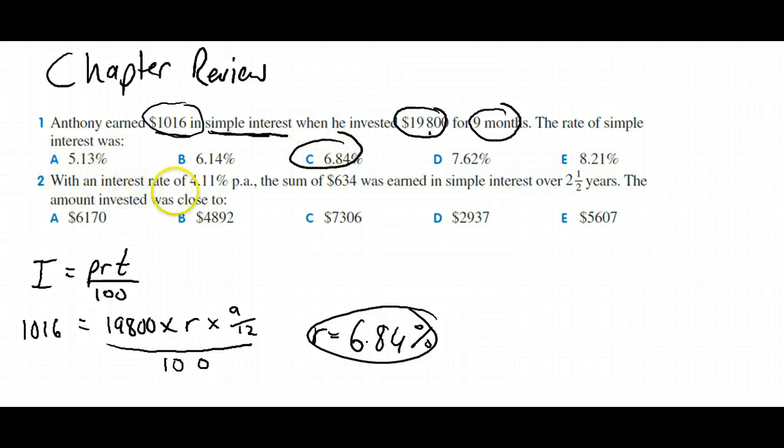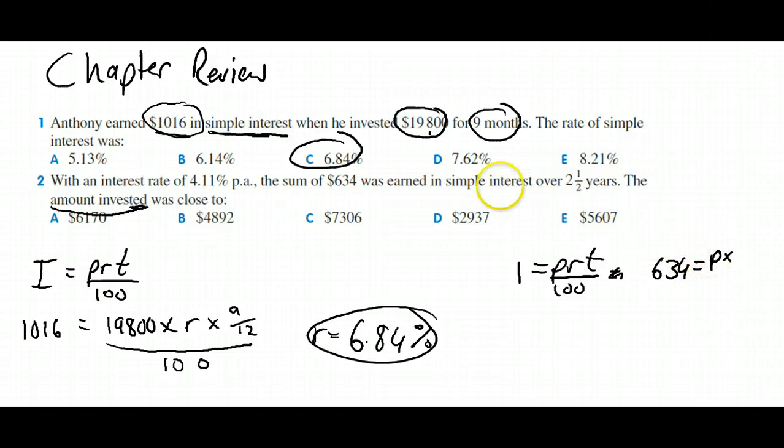In question 2 we've got an interest rate of 4.11% per annum. The sum of $634 was earned in simple interest over 2.5 years. The amount invested, so that's the principal that we need to find, is going to be what? Okay, so again, I equals PRT over 100. This time, we know I is 634, and we want to know P. We know R was 4.11, and we know T was 2.5. We'll put all that over 100 and solve it.